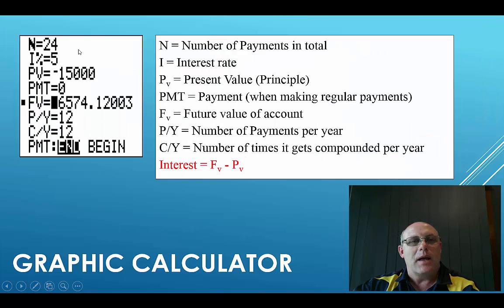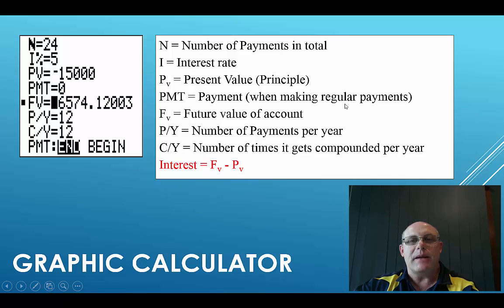When we come over here, I'll just explain what these are. N is the number of payments that you make in total. I is the interest rate per annum. PV is the present value or your principal, how much money you're putting in. You'll notice that value there is minus 1,500, because you're putting money into the account, it's costing you. So every time you put money in, we call that a minus value. That's what the calculator does.